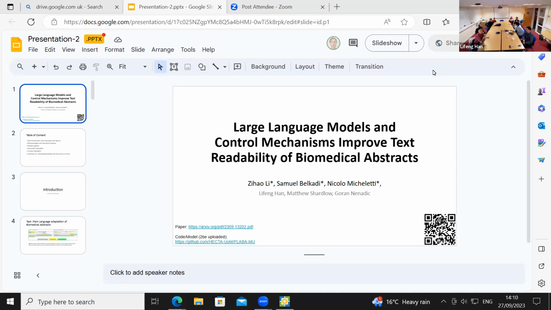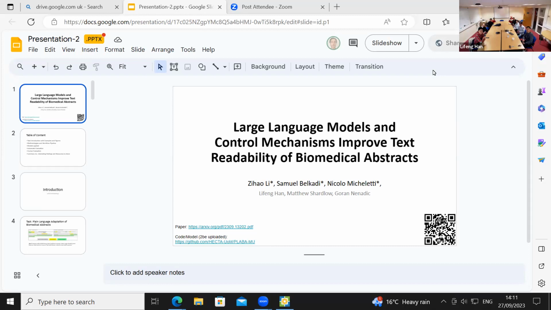So today we have an interesting topic: large language models and control mechanisms improve text readability of biomedical abstracts. It's a collaborative work between MMU and, so we call it, Manchester United. It was initiated by Max, who said actually Gordon told us, how we want to do this PLABA shared task, plain language adaptation of biomedical abstracts.